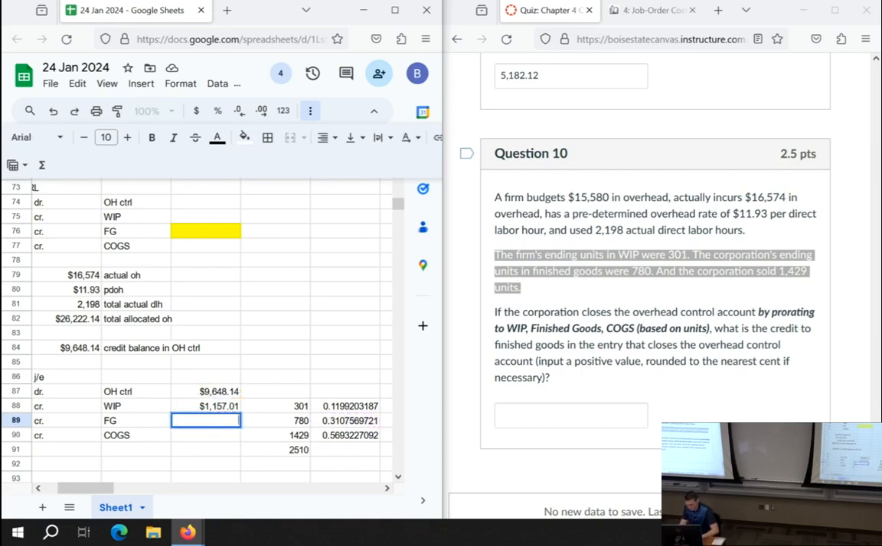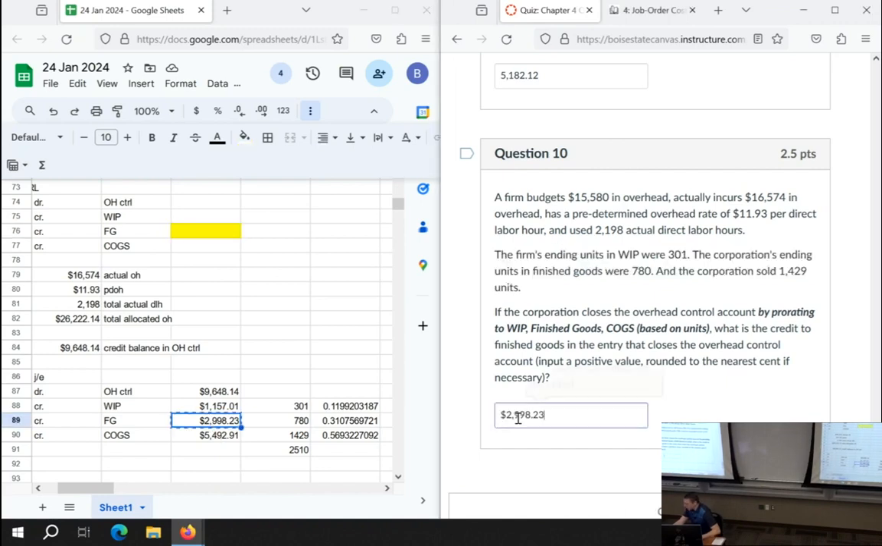Here we go. We can copy that formula down to cost of goods sold. And I ruined the formula. Whatever I did, undo that. Okay. And so we take that 9,648 times the 57%, basically, that 1,429 is of the 2,510. So these three together equal the 9,648.14. We've just spread it all out. And this right here is what we're looking for. It says we want the finished goods credit. That should be the right answer for us.